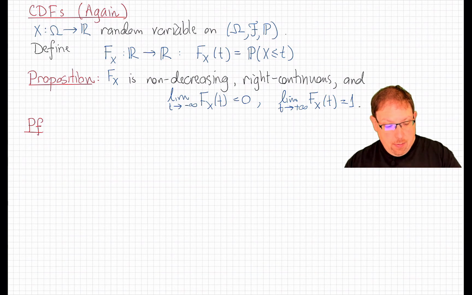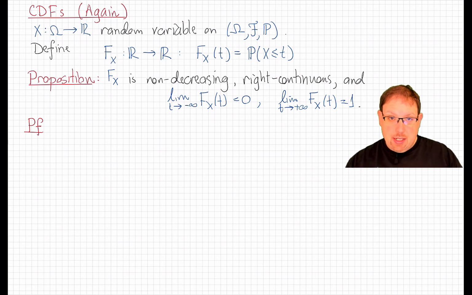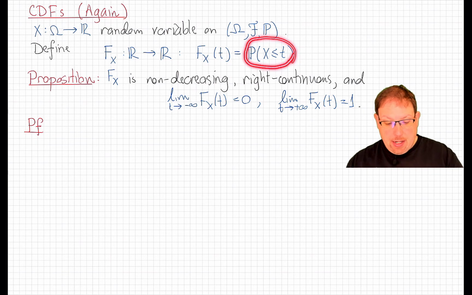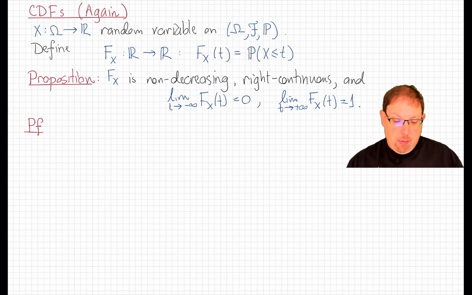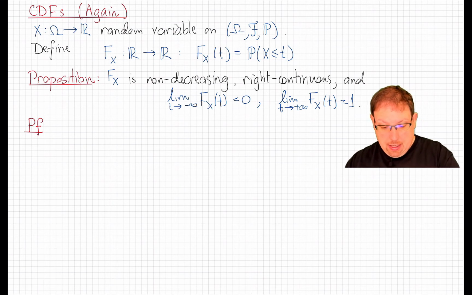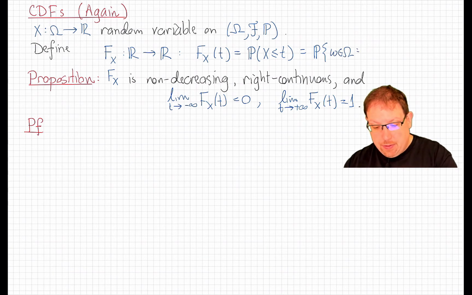Start with a random variable, that means a function from the sample space into the real line, and for each real number t, consider the event that X is less than or equal to t. That is by definition measurable, which means we can calculate its probability. And so that gives us a function. F_X of t is the probability that X is less than or equal to t. Again, this means the probability of the event, the set of all outcomes in which X of omega is less than or equal to t.